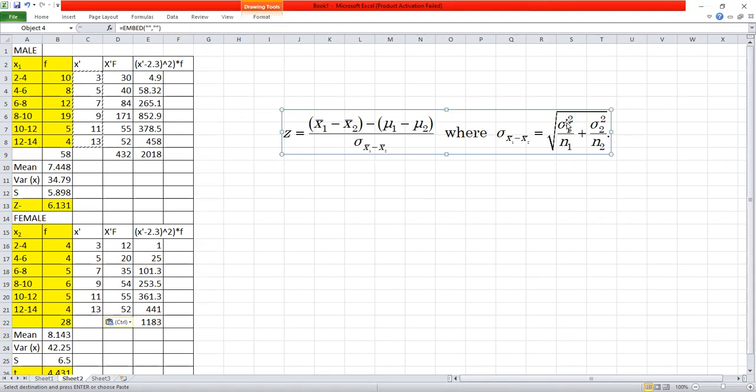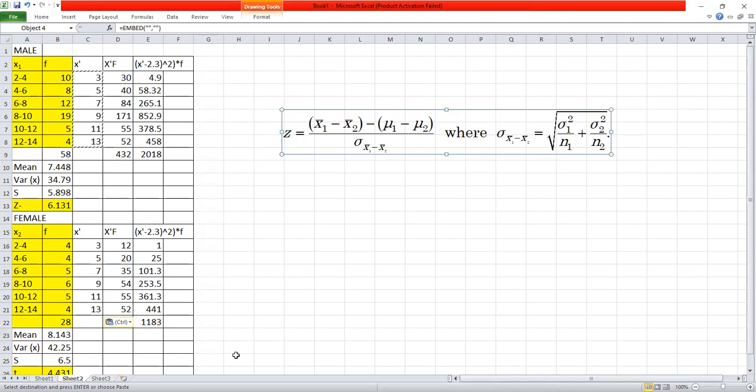Variance, 34.9. That's the variance for males. That is s1 squared. And the variance for females? What's N1 for males? 58. And N2 for females? 28.